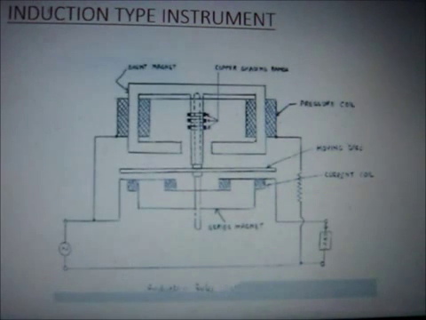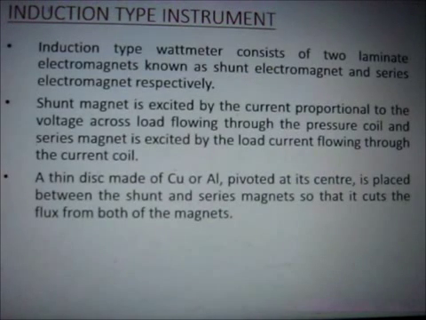This is a diagram of the induction type instrument. It has a series coil, pressure coil, copper shadings, and a moving disc. This type of wattmeter consists of two laminated electromagnets known as the shunt electromagnet and the series electromagnet. The shunt magnet is excited by the current proportional to the voltage through the pressure coil, and the series magnet is excited by the load current. A thin disc of copper or aluminum is used as the moving element. It is placed between the shunt and the series magnets so that it cuts the flux from both the magnets.